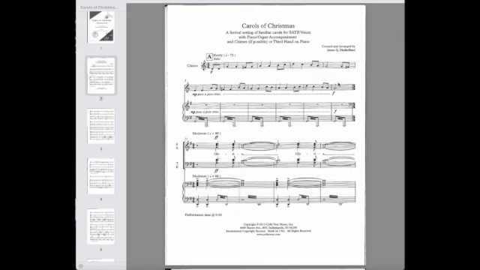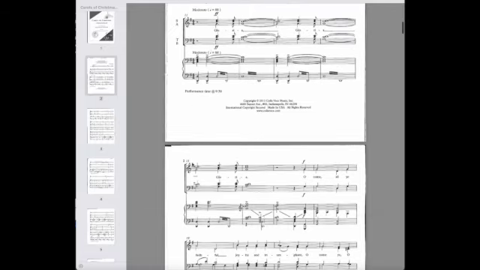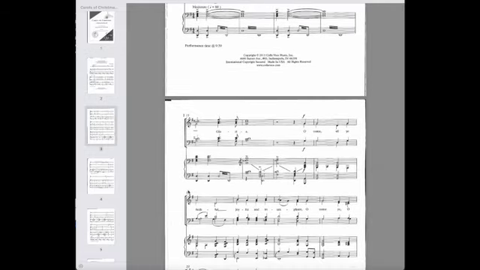More typically, we at the very least will be given a measure number at the beginning of each system, and you can see that here in Carols of Christmas. So this is saying it's measure 5, so that means this would be measure 6, measure 7, measure 8, measure 9, measure 10, and then measure 11. So at the beginning of every single system.